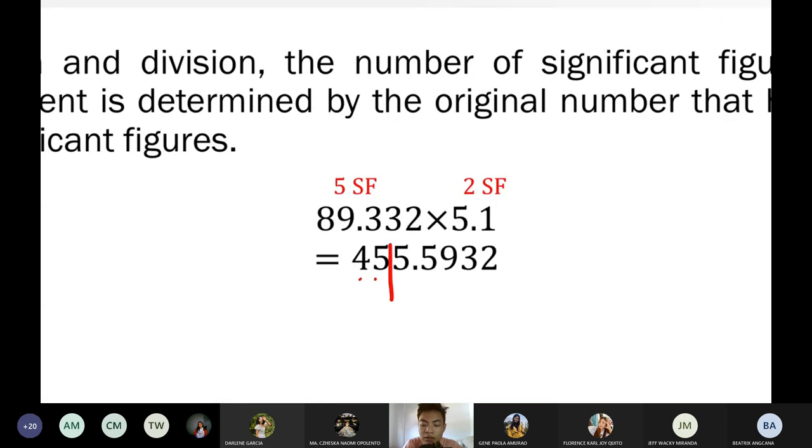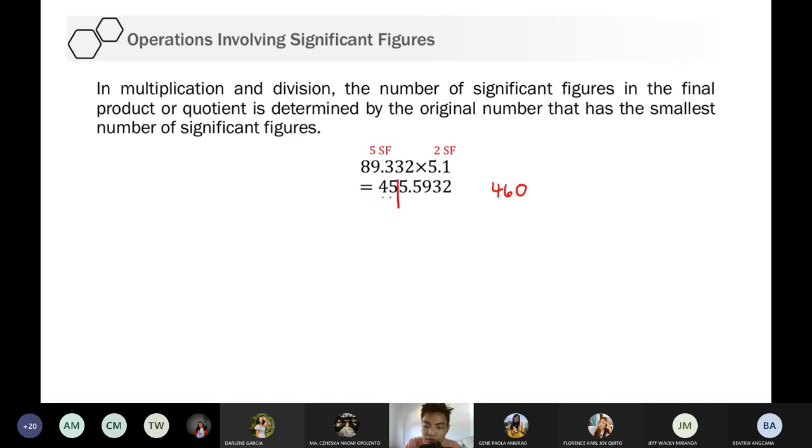Okay, so if I write this as 460, because I will round this up, diba? So this will become 460. This is wrong. Okay, so my final answer is wrong because this is an ambiguous case. The question tells me that I have to write it in two sig figs. However, I have written it in an ambiguous way. So if there are cases like this in your assessments, how are you going to deal with this? So you have to write the number in scientific notation if necessary.